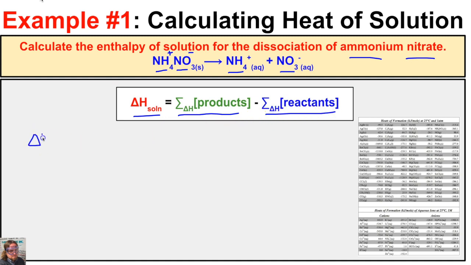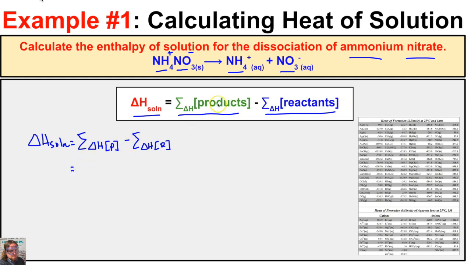And so to get the heat of solution here, we're going to take the sum of the change in heat of our products minus the sum of the change in heat of our reactants. And then that should give us our final answer. Let's go ahead and do this here.